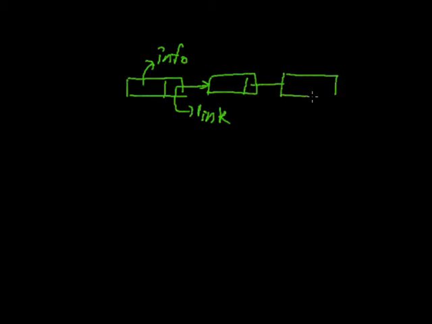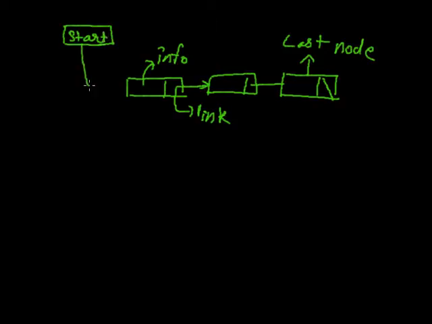And if the address part is null, it means this node is not pointing to some other node. Means the link part of this node is not pointing to some other node, which means this is the last node. Now the node which points to the first node is called the start node. So this is our singly linked list.